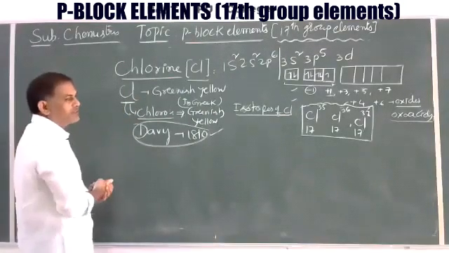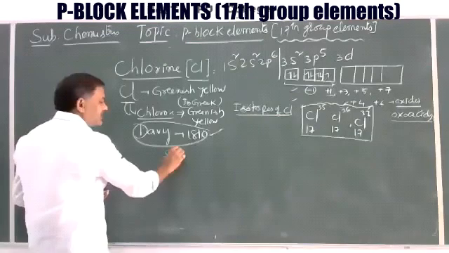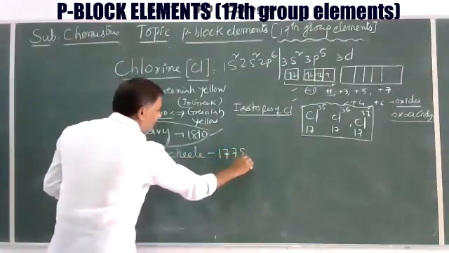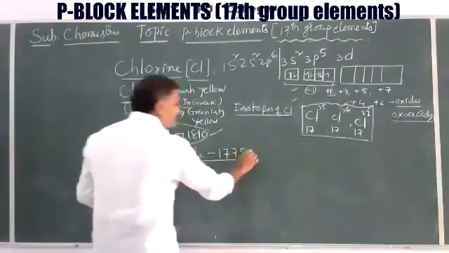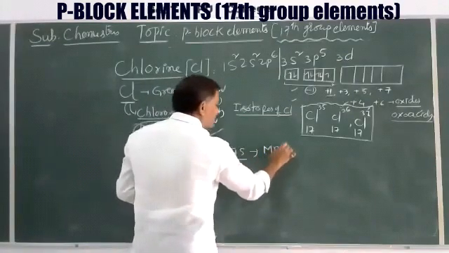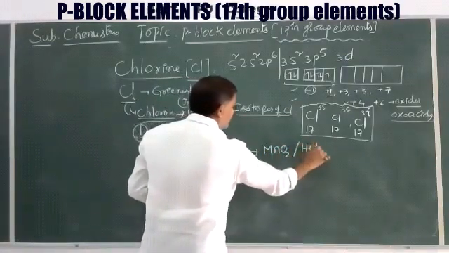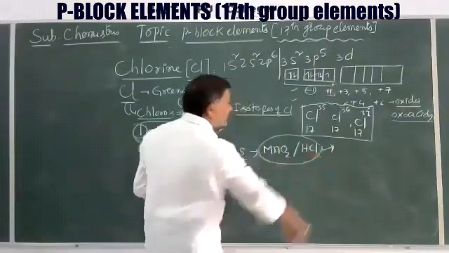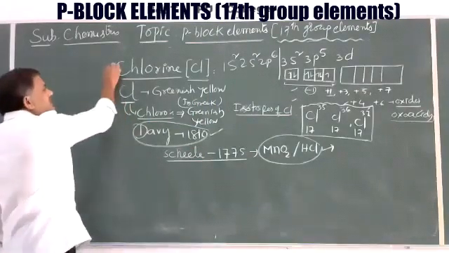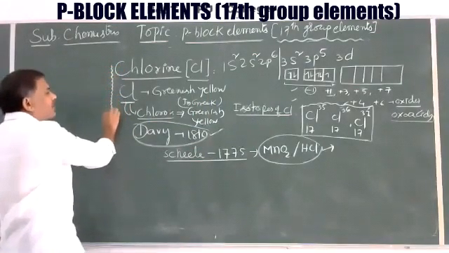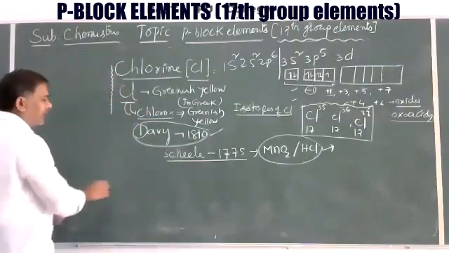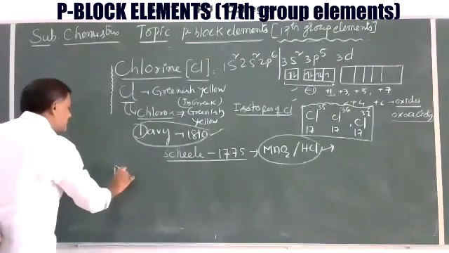And it was first prepared by Scheele, nearly in 1775, by using manganese dioxide and hydrochloric acid. First, chlorine is prepared by using manganese dioxide. These are some important points about the chlorine introduction. Then the first one is preparation methods.